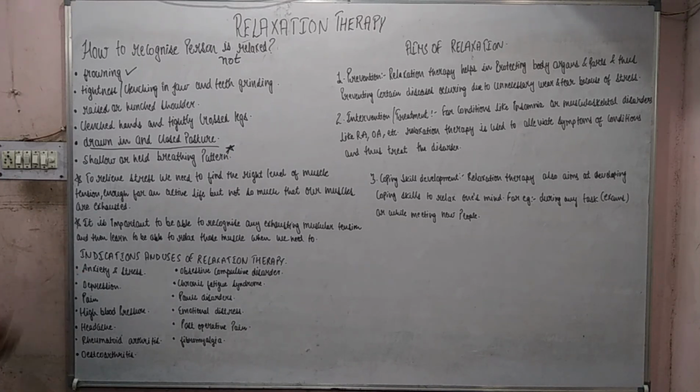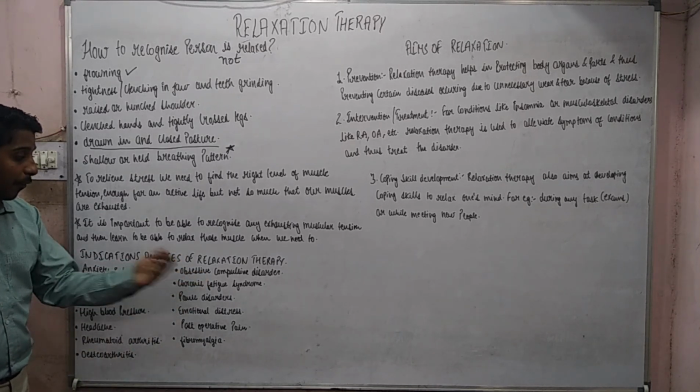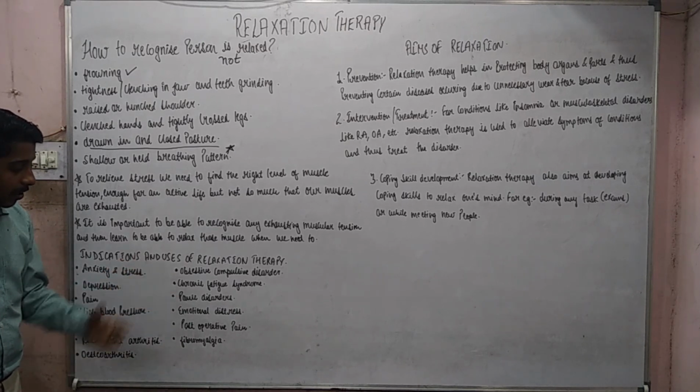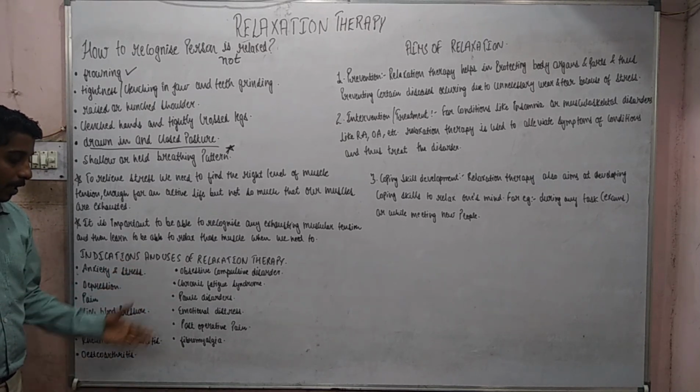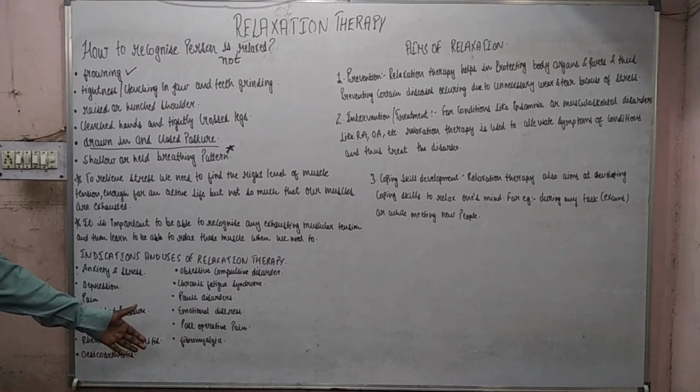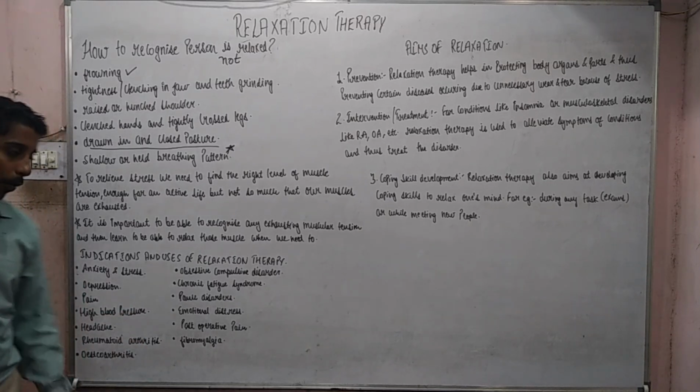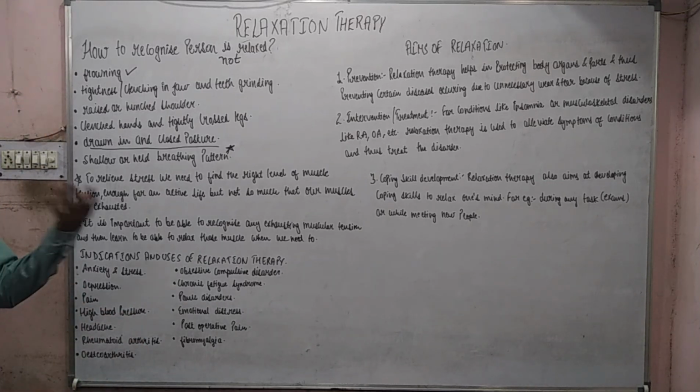First is anxiety and stress, then depression, pain, high blood pressure, headache, rheumatoid arthritis, and OA, that is osteoarthritis. Here also the individual needs relaxation therapy to reduce the symptoms. Then OCD, obsessive compulsive disorder, chronic fatigue syndrome, then panic disorder, emotional distress, post-operative pain, and last is fibromyalgia. So these are the indications in which we can use relaxation therapy.